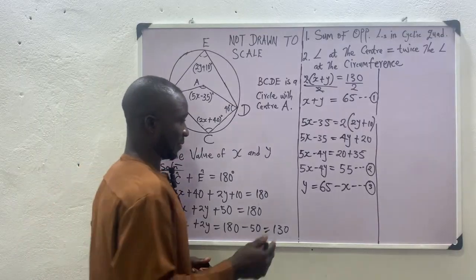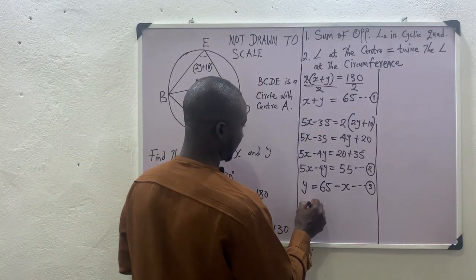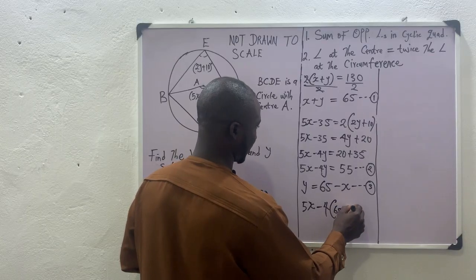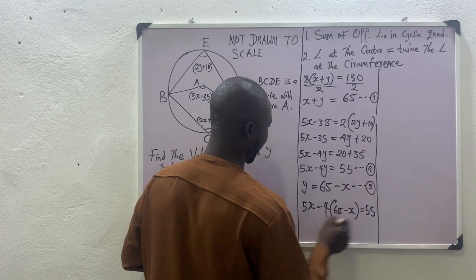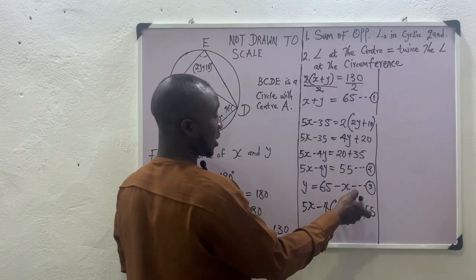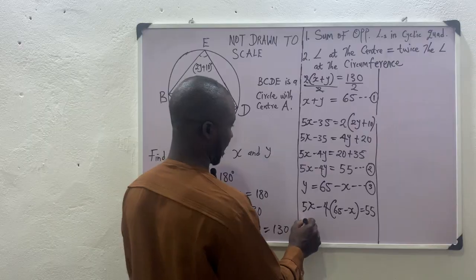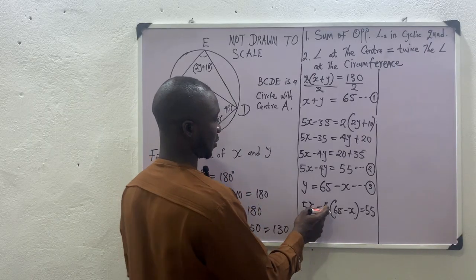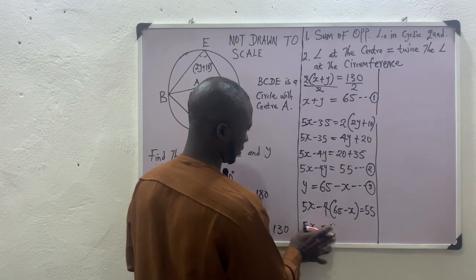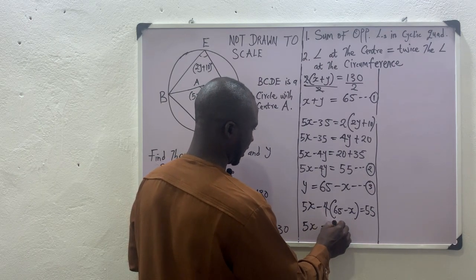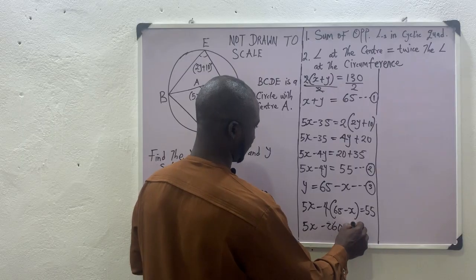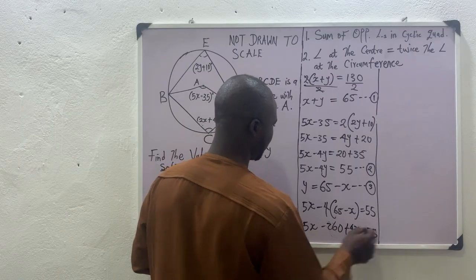And if you take that step, we then have that 5x minus 4, so instead of this y, I now have 65 minus x. All this will give us 55. So we then open this bracket by multiplying all the terms inside using minus 4. And so we now have 5x minus 4 times 65, that will give us minus 260. Then minus 4 times minus x will give us plus 4x. This will exactly give us 55.